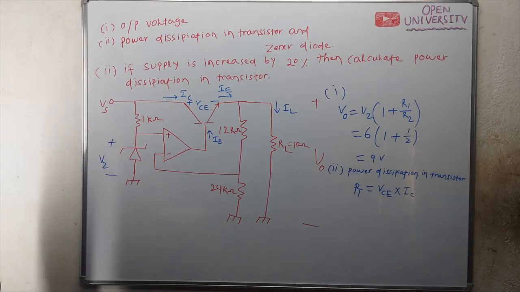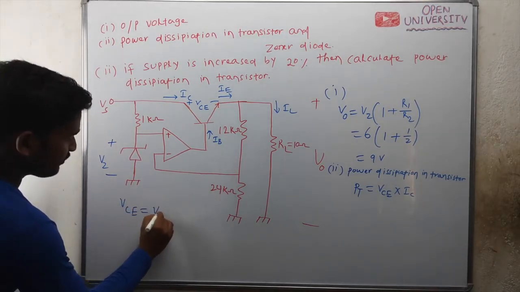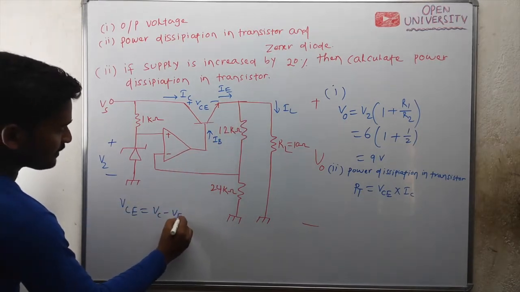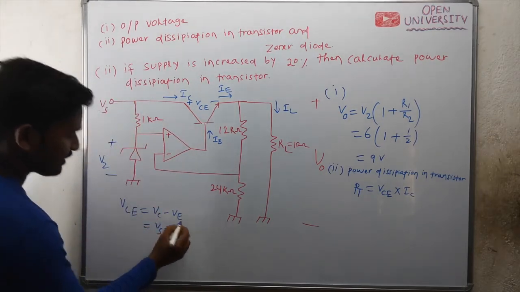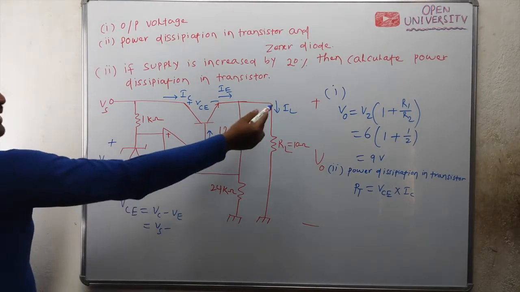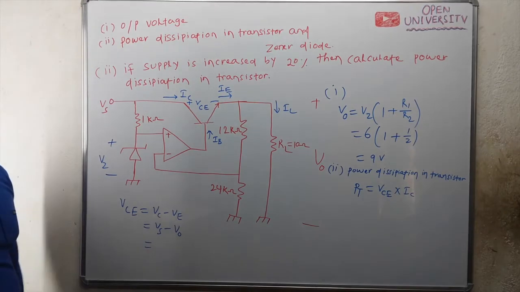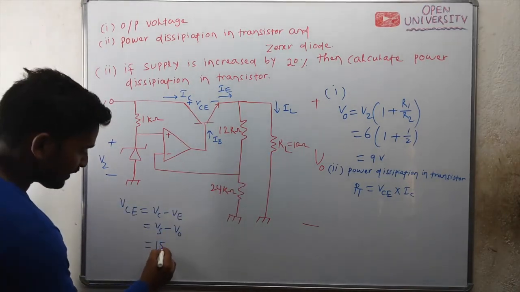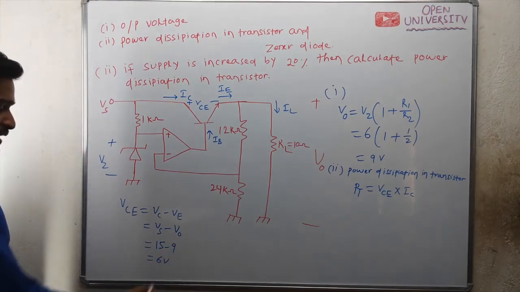Now, how to get the Vce value? Vce equals Vc minus Ve. What is Vc? Vc is nothing but the supply voltage, Vs. And what is Ve? Ve is nothing but V naught. What is the Vs value given? 15 volt. So 15 minus 9, V naught is 9 volt, that is 6 volt. So Vce is 6 volt.